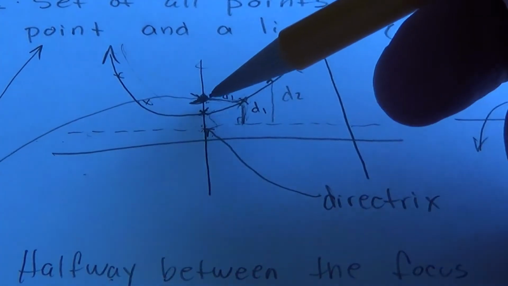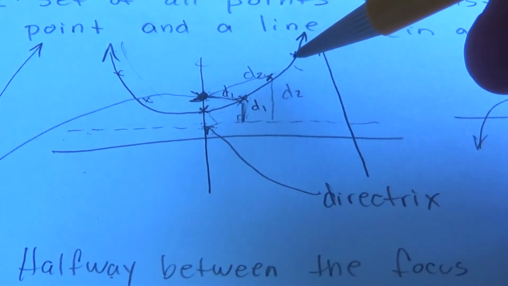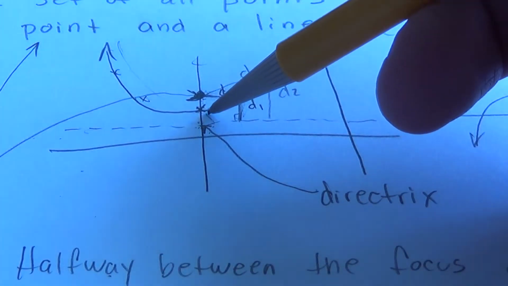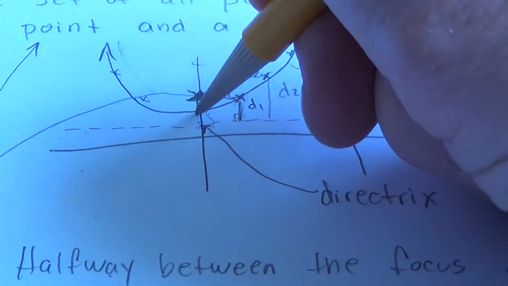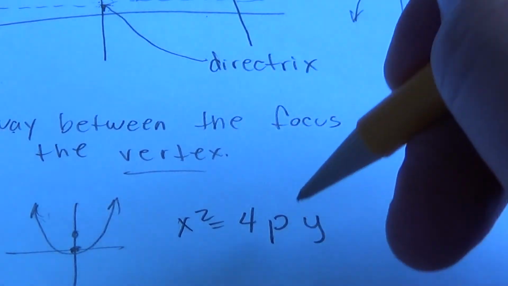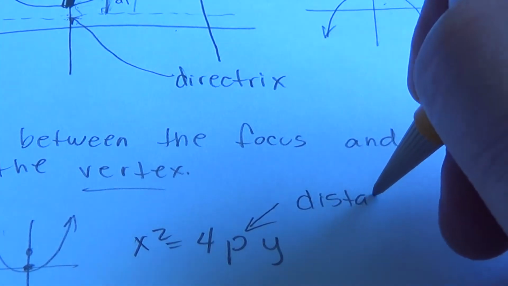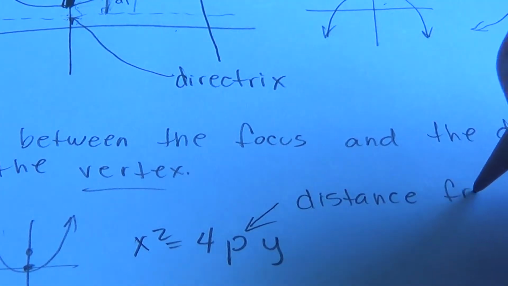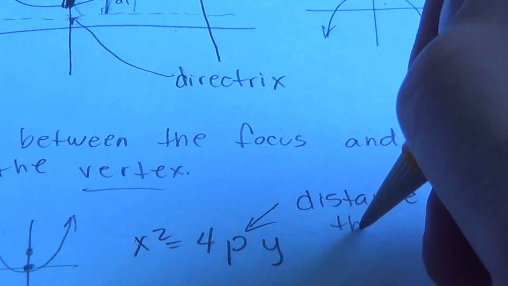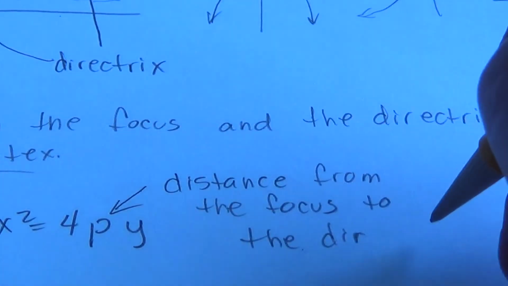I talked about focus, vertex, and directrix, but no p. P is the distance from the focus to the vertex. So that is p right there. So let me jot that down. P is the distance from focus to the directrix.